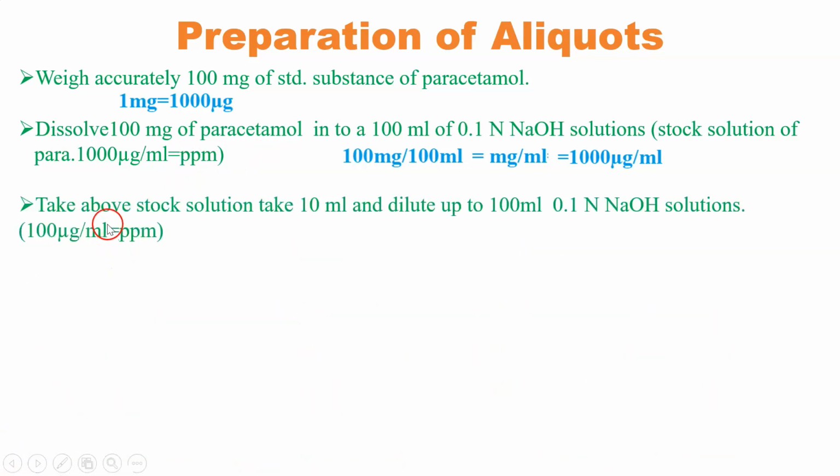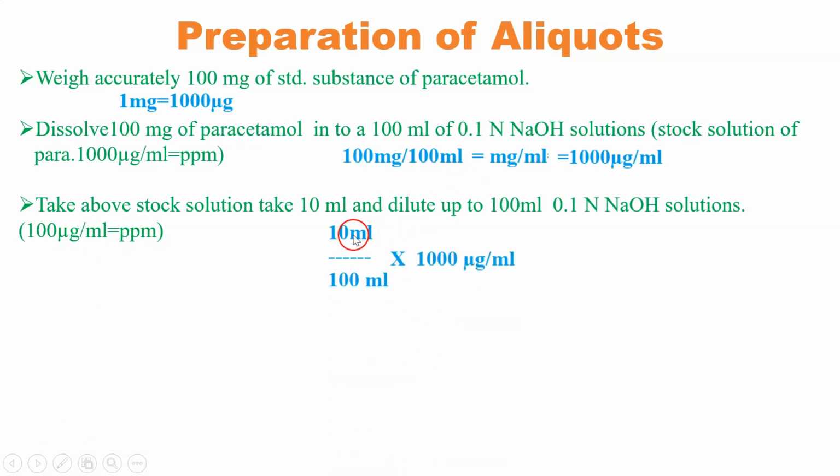After that, take above stock solution 10 ml and dilute up to 100 ml in 0.1 normal NaOH. So now it becomes 100 microgram per ml. It means 100 ppm. So we will see by calculations.